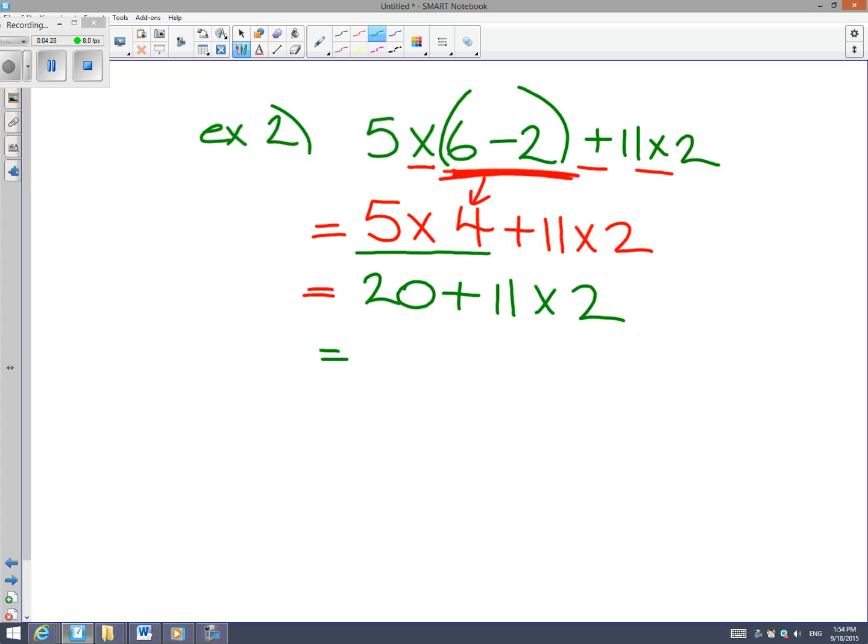And now we have 20 plus 11 times 2. Again, every time we go back to our chart, we recognize that that multiplication will have to be done first. We do not change the order of the question. 11 times 2 is 22. And finally, 20 plus 22 is 42.